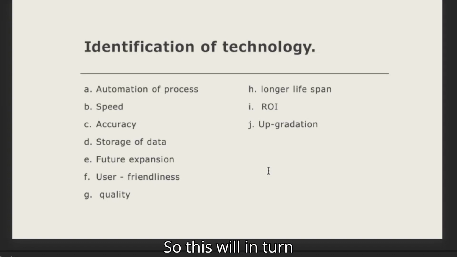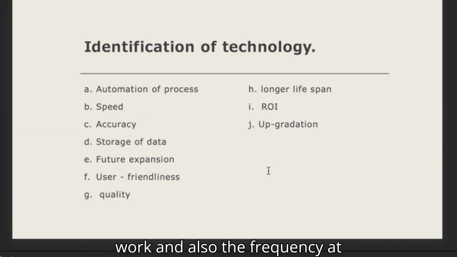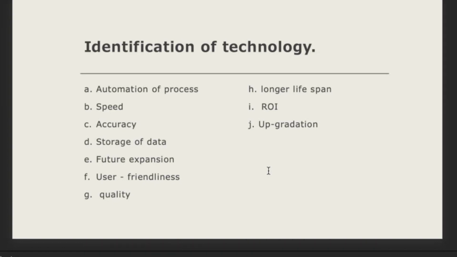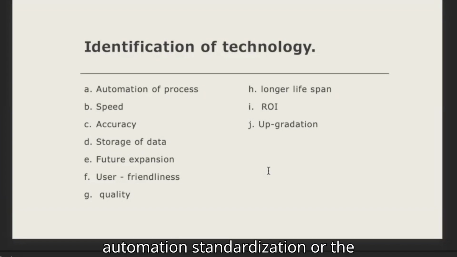So this will in turn depend on the repetitive nature of the work and also the frequency at which the work is being performed. So when the nature of the work is repetitive and also performed frequently, it then becomes easy for shifting all such jobs from manual activity to technology driven. Here the standardization of the activities can take place and the process can be done through automation.